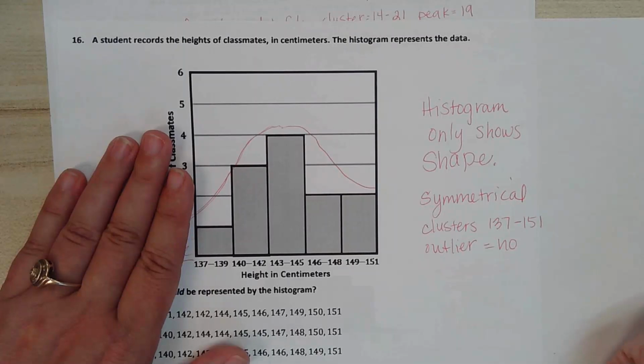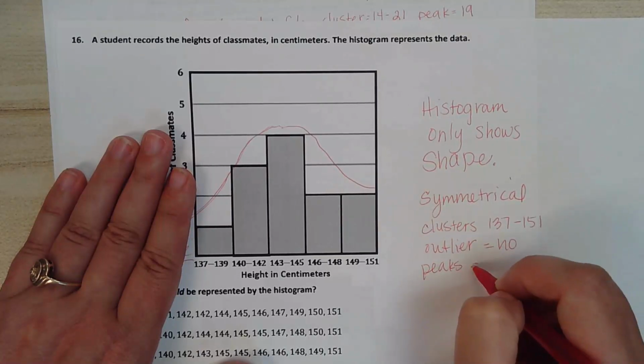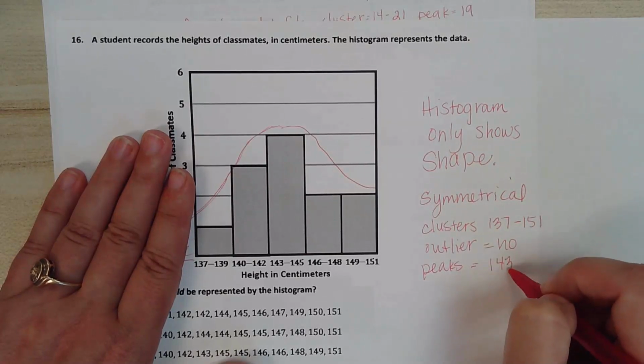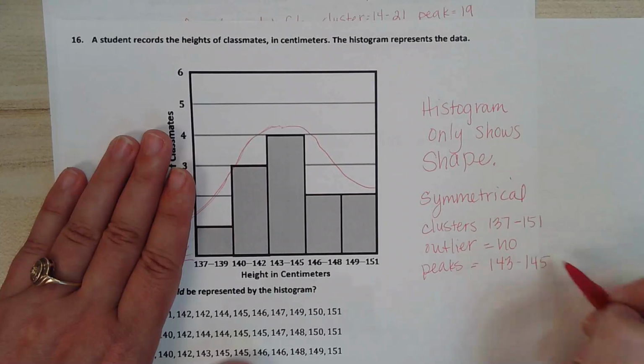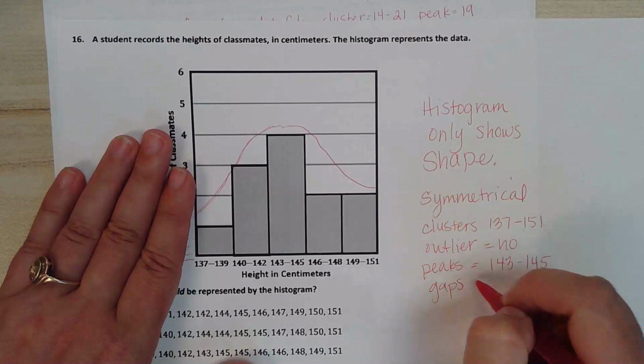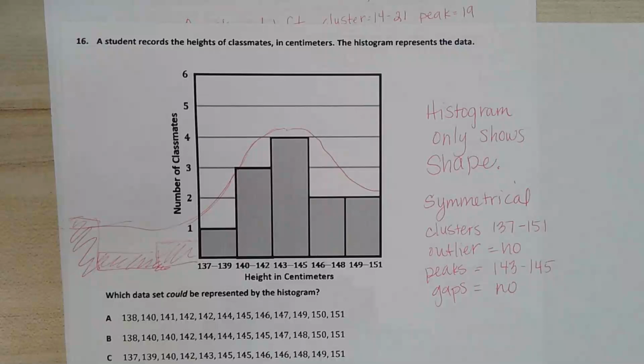Okay. And that means it has to be one number out there by itself. Okay. Peaks. I agree. Whoever said it. Good job. Peaks. 143 to 145. That's right. And then gaps. Were there any gaps? No. All right. So that's how we describe the shape of the data for a histogram.